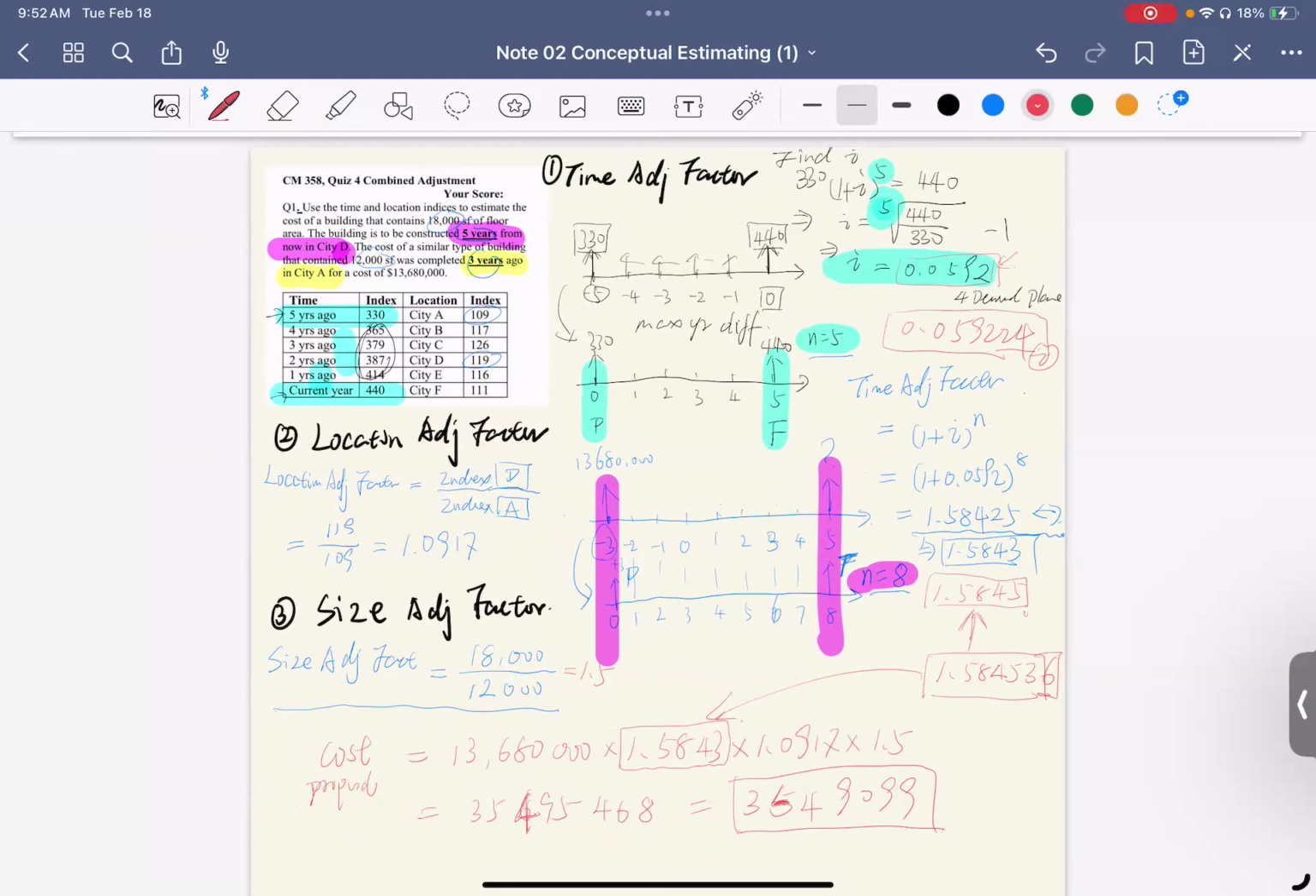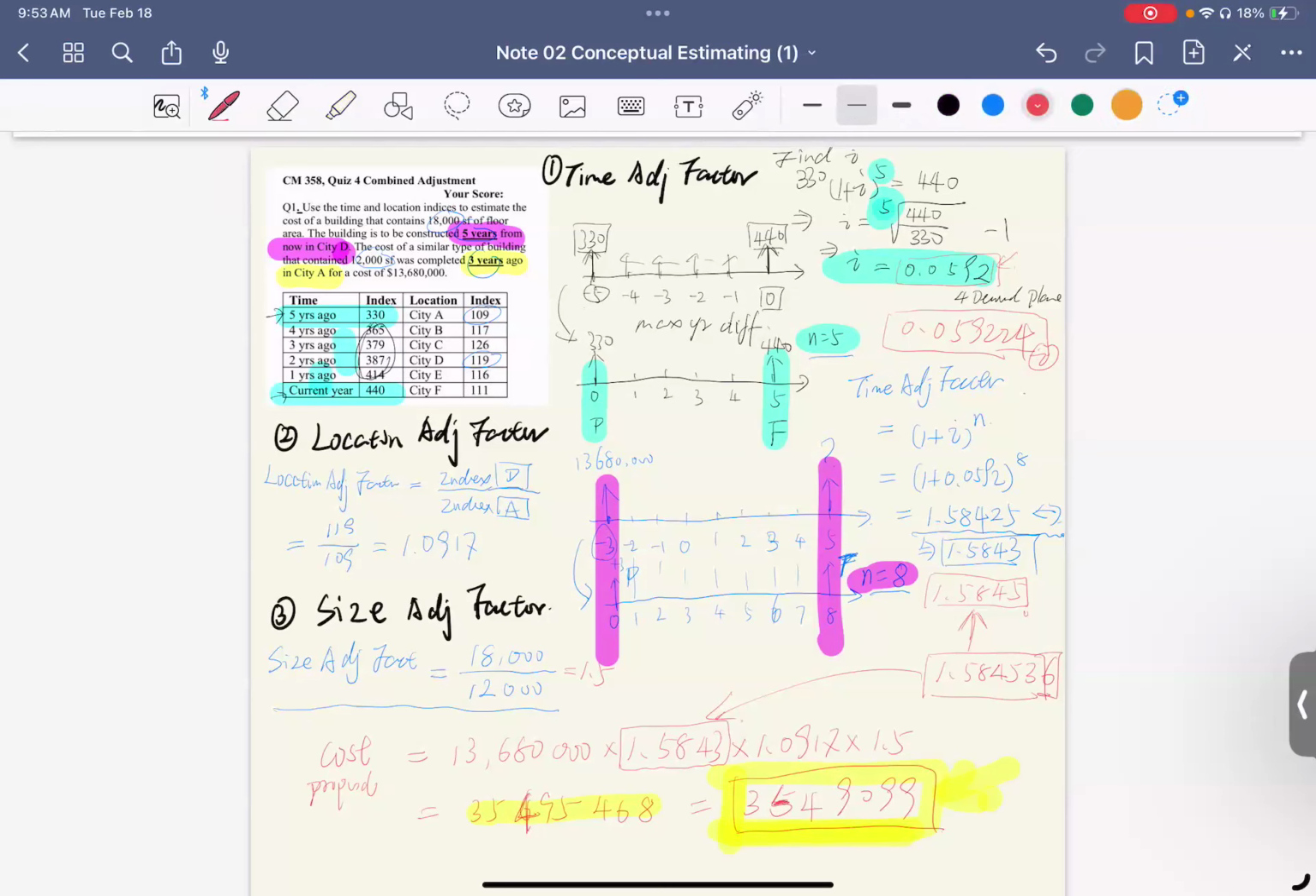So there's a couple of ways you can do this. What was the number at the bottom? It's 35,495,468. This is not the correct number. This one with a box, 3,549,099, that's the correct number.